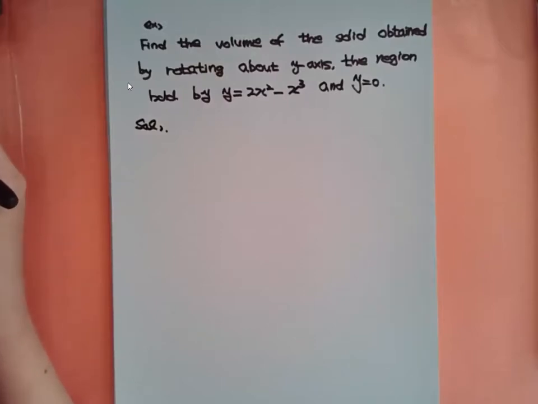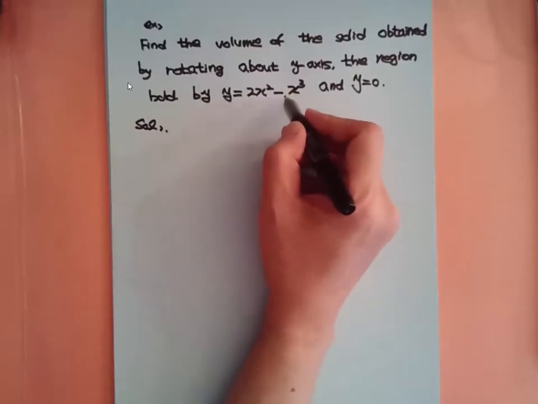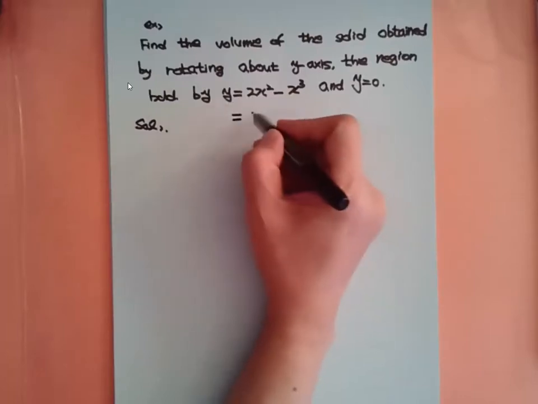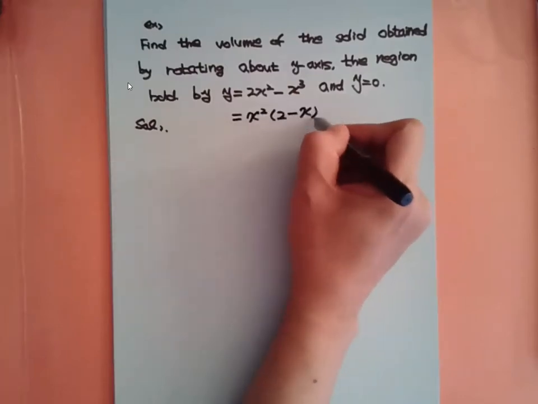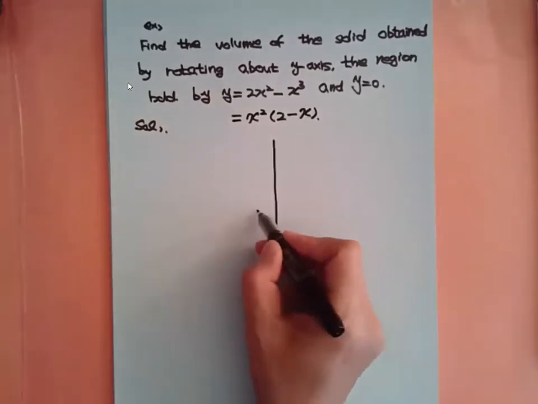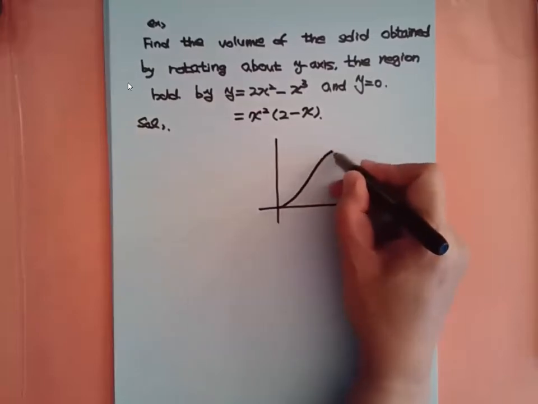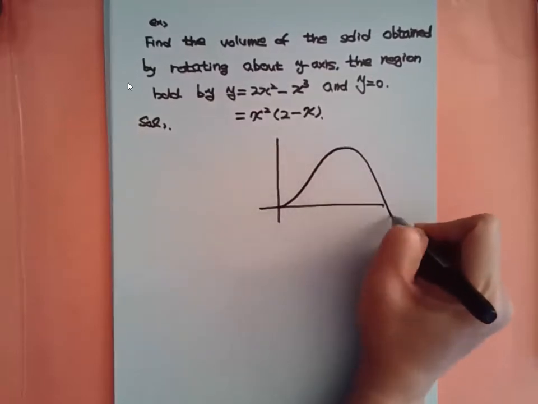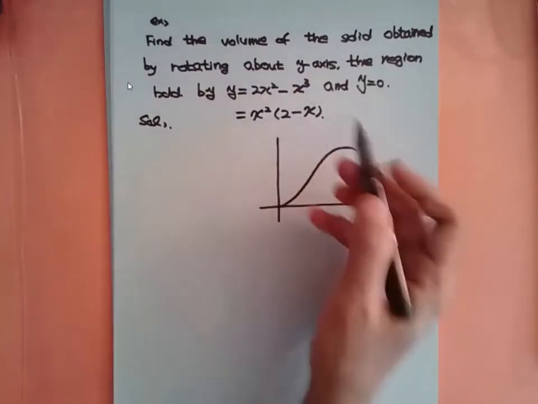To figure out the strategy, we have to figure out the graph first. For y equals 2x squared minus x cubed, we take out x squared, then 2 minus x. When we factor, the rough graphical shape looks like this. The x-intercepts are 0 and 2, obviously.